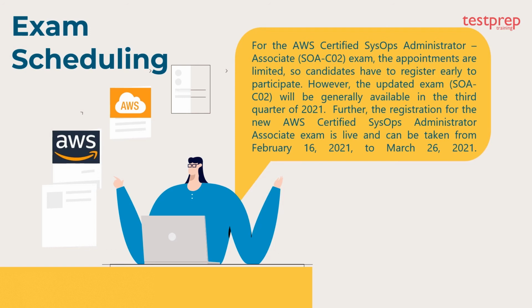For the AWS Certified SysOps Administrator Associate exam, the appointments are limited, so candidates have to register early to participate. However, the updated exam will be generally available in the 3rd quarter of 2021. Further, the registration for the new AWS Certified SysOps Administrator Associate exam is live, and it can be taken from 16th February 2021 to 26th March 2021.